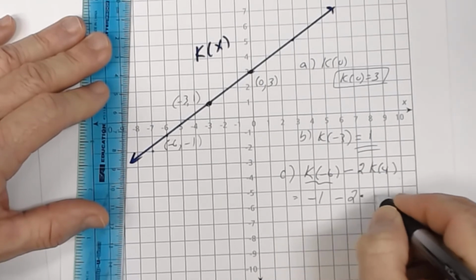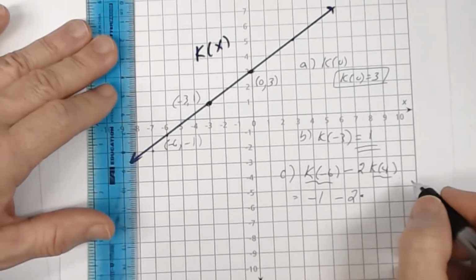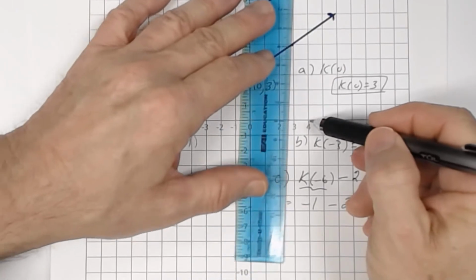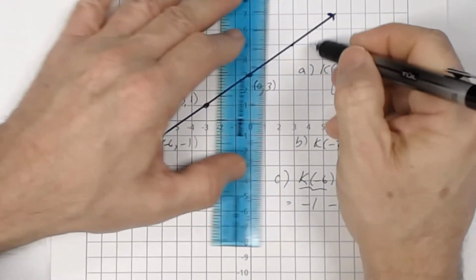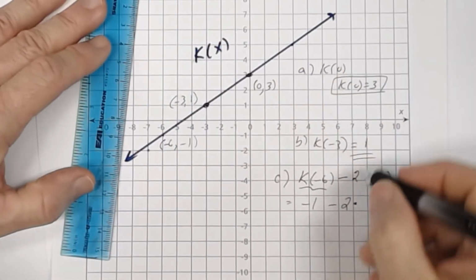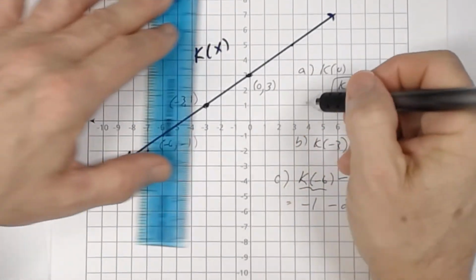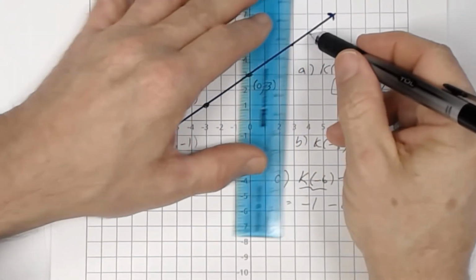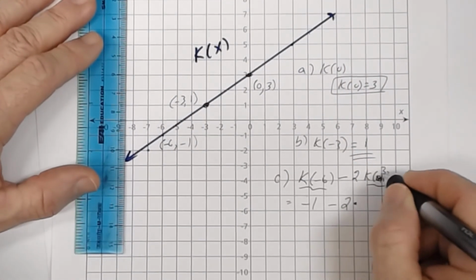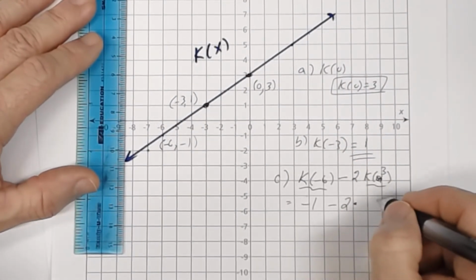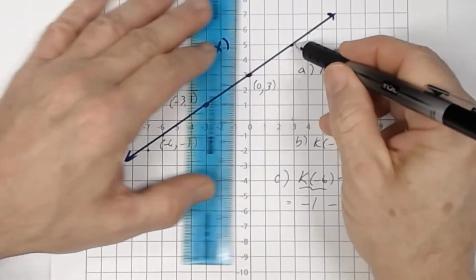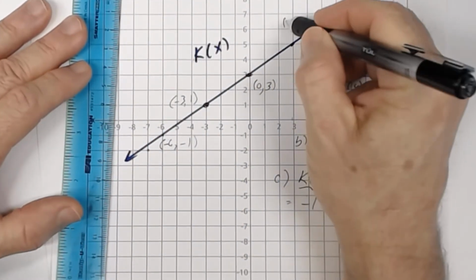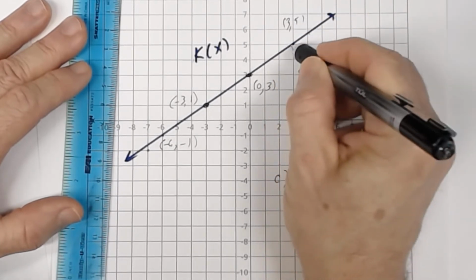Minus 2 times, now we got to find k of 4. Well, here's 4 right here. So k of 4, oops, I'm sorry. Let's do k of 3 because k of 4 is not on a grid line. So let's find k of 3. So 2 times k of 3. So k of 3 would be this point here. So that's 3, 5. The y value is 5.